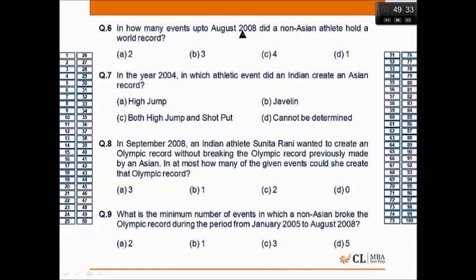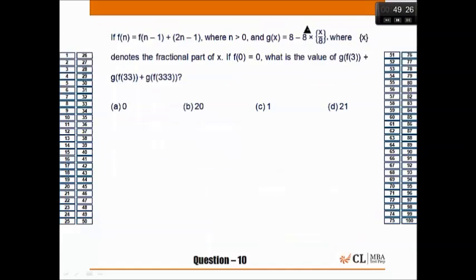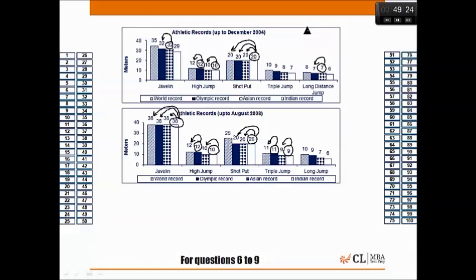In how many events up to August 2008 did a non-Asian athlete hold a world record? Non-Asian here, world record. This Indian is an Asian. No, the Asian held the world record. Here is a non-Asian. Which is Asian? Asian is this fellow. So this is one high jump. This is Akela. This is also non-Asian, this is also non-Asian. So 4.